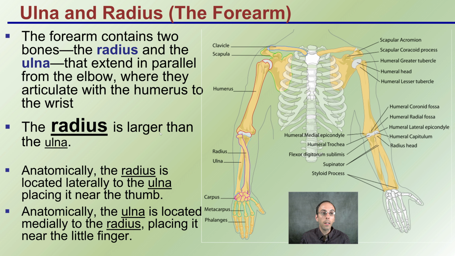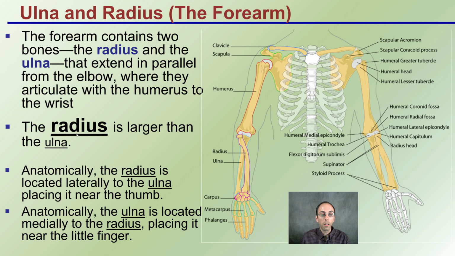Now looking specifically at the forearm, it contains those 2 bones. Looking over here would be the ulna and the radius. A lot of people confuse these two, so hopefully I'll be able to provide some clarification. The radius and the ulna extend parallel from the elbow, where they articulate with the humerus, to the wrist. The radius is larger than the ulna. That's your big take-home message: the radius is larger than the ulna.